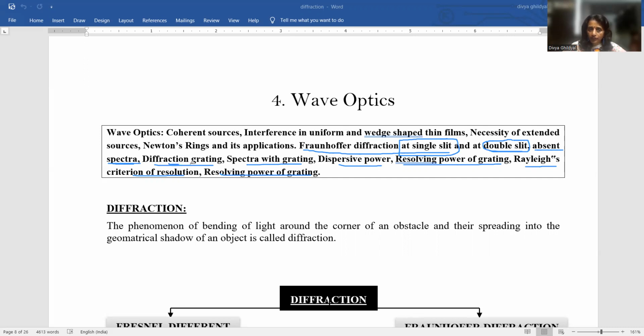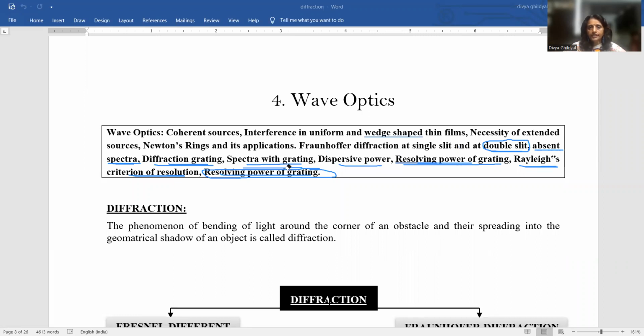What is diffraction grating? How do you obtain a spectra with a grating? Define dispersive power and numerical with same. Define resolving power, numerical with same. What is Rayleigh criteria of resolution? Discuss the same, and a numerical on resolving power of grating. So let me begin with the syllabus.